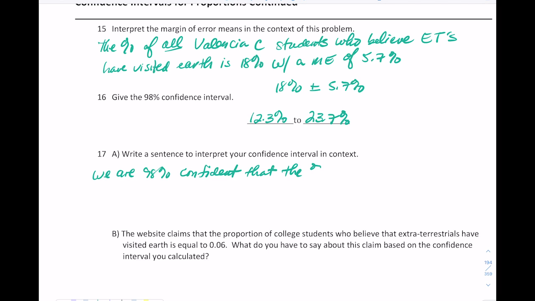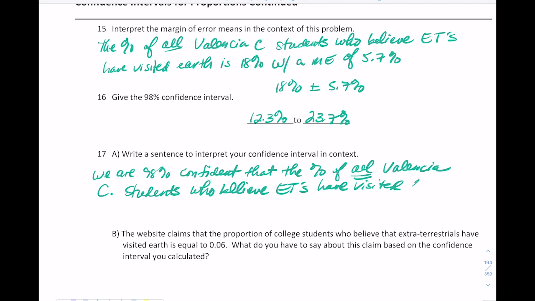that the percentage of all Valencia College students who believe extraterrestrials have visited Earth is between 13.2% and 22.8%. So our sample said 18%, but we know that if we took another sample, that may not be the case. We might get something lower than that, but we're 98% confident that the true percentage of college students who believe that extraterrestrials have visited Earth is somewhere between 13.2 and 22.8%, which also means if I was to take 100 random samples, 98% of them would capture the true proportion of all students who believe that.